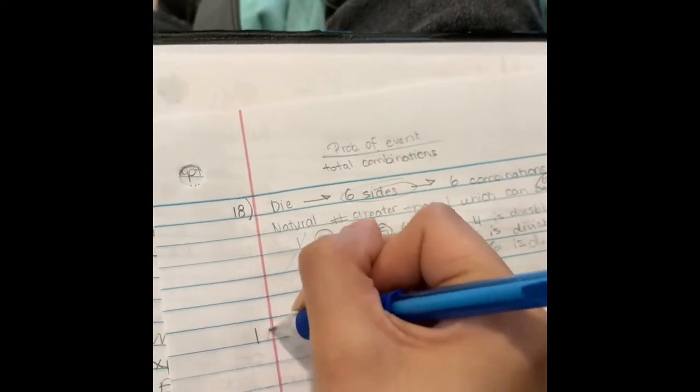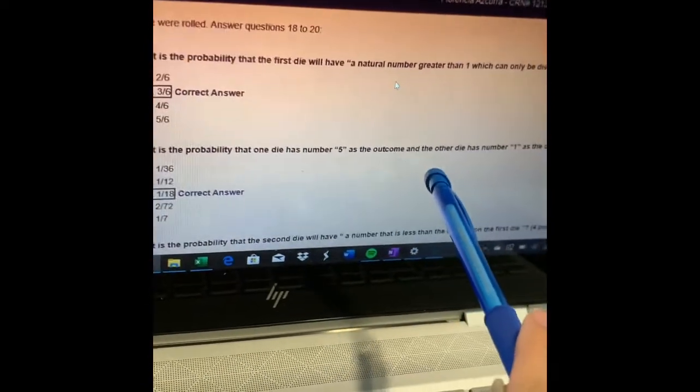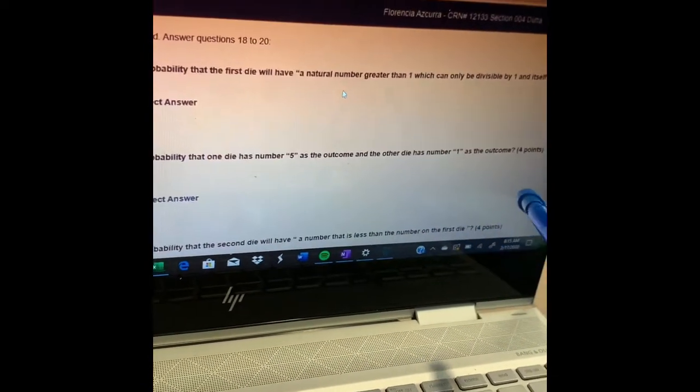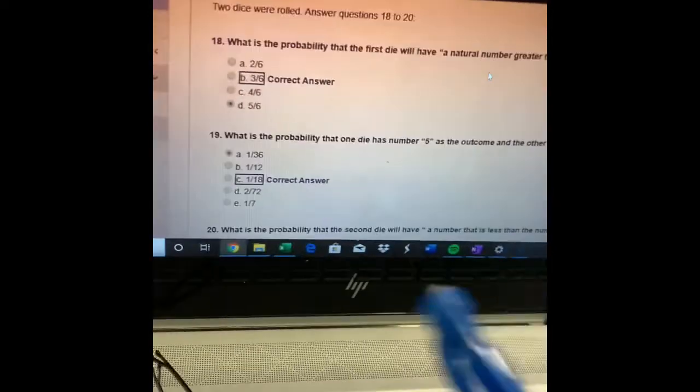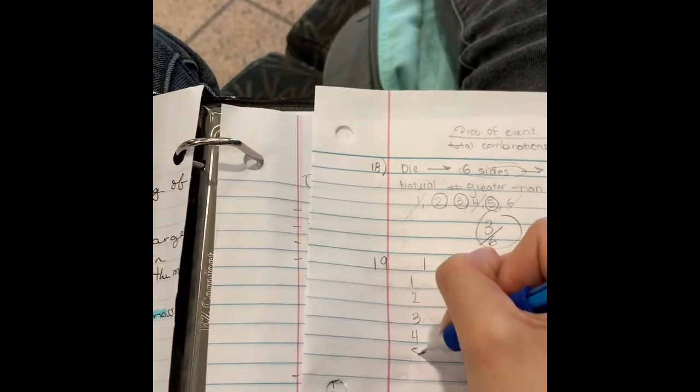And now for 19, what is the probability that one die has the number 5 as the outcome and the other has 1 as the outcome? What I do is, it's asking you about dice. So one die, of course, is 1, 2, 3, 4, 5, 6. 6 sides to one die.